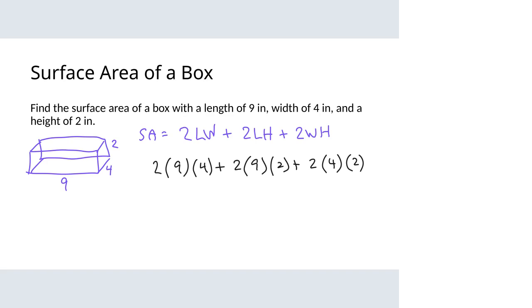And let's see, 2 times 9 times 4 is 72. 2 times 9 times 2 is 36. And then 2 times 4 times 2 is 16. If you see any numbers that you're not sure where they came from or they don't make sense, please don't hesitate to ask. We have to do our multiplication before we add. Now we'll add. And we'll have 72 plus 36 plus 16. This box would have a surface area of 124 square inches.